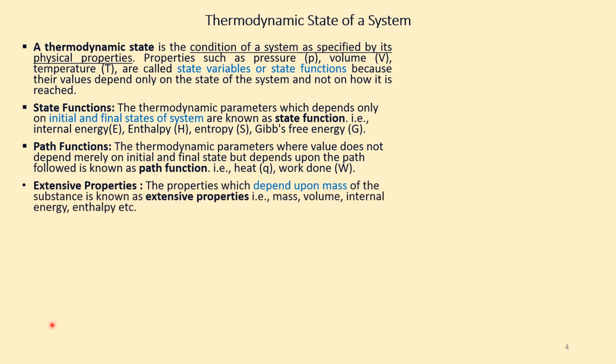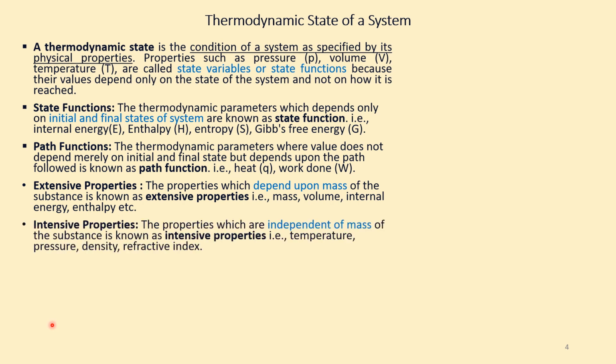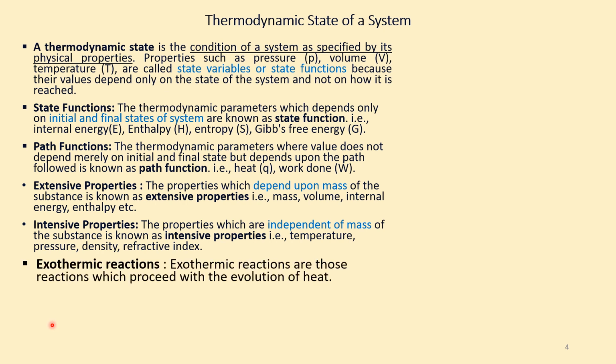Extensive properties. The properties which depend on the mass of the substance are known as extensive properties. Such properties are mass, volume, internal energy, and enthalpy. Intensive properties. The properties which are independent of the mass of the system are known as intensive properties, that is temperature, pressure, density and refractive index, which do not depend on mass. These are called intensive properties.